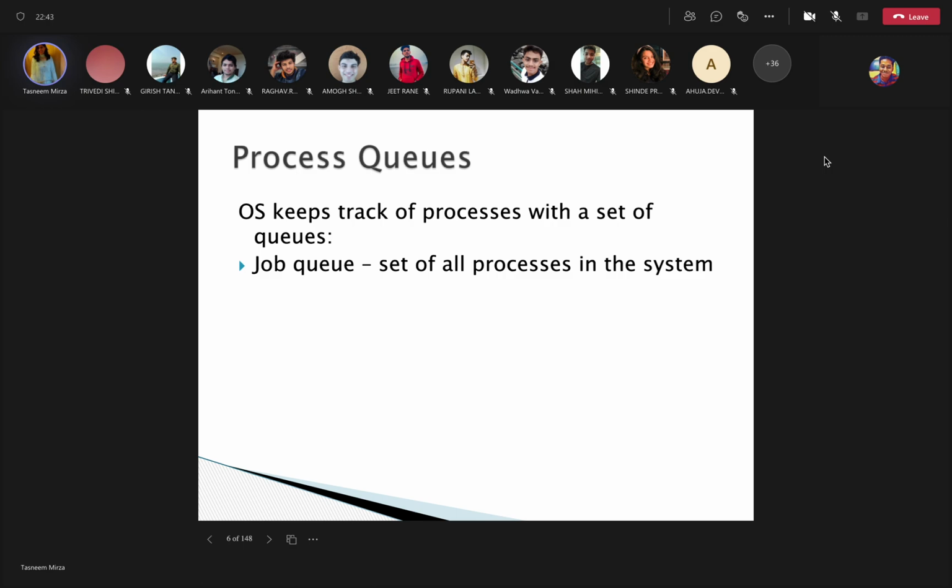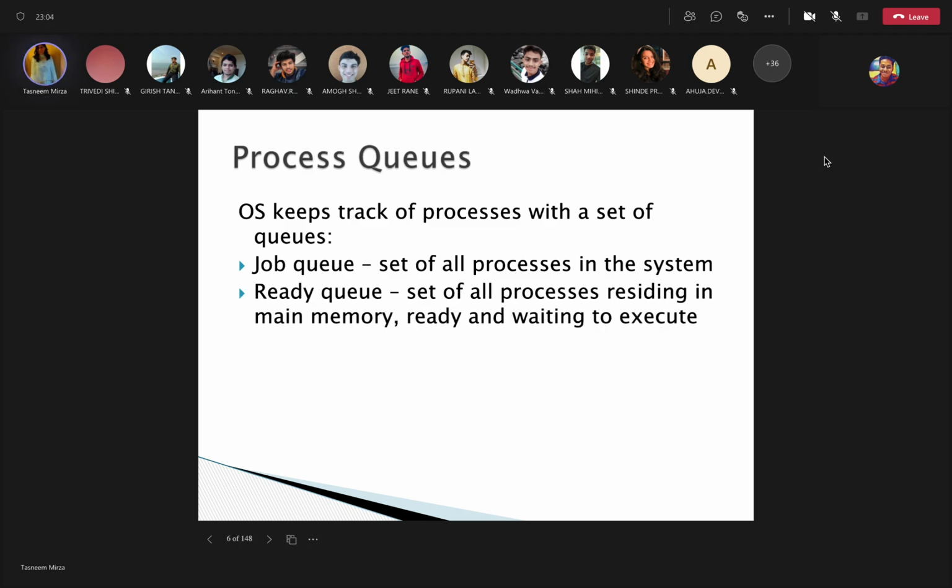Okay. Coming to the ready queue. What do you think is a ready queue? A queue of all processes waiting to be assigned to the CPU. Yes, set of all processes which are waiting to get the CPU. But where is it residing? Main memory. Very good. So ready queue: a set of all processes residing in the main memory, ready and waiting to execute. So that is the ready queue.